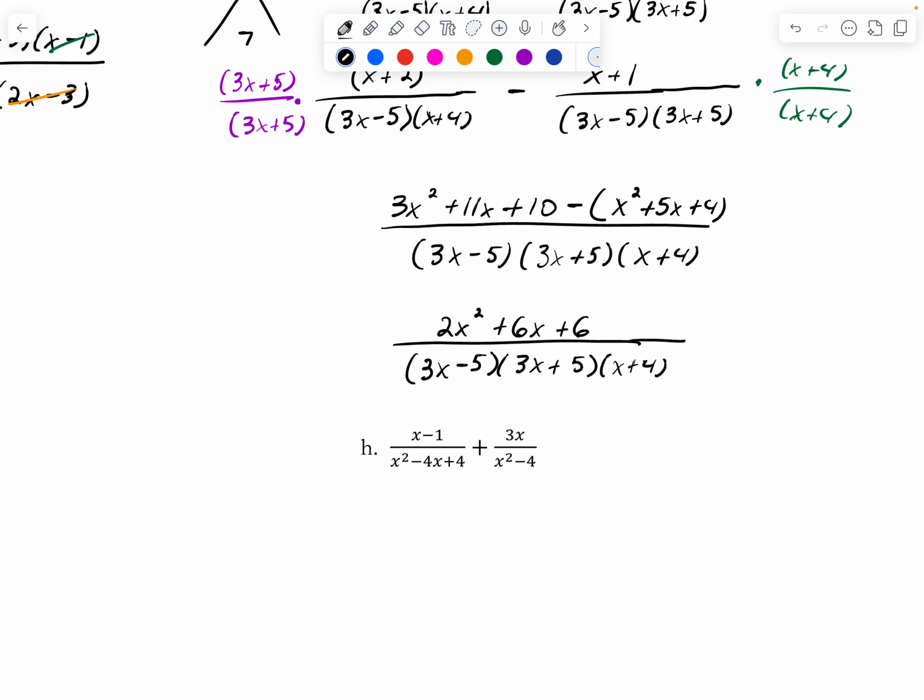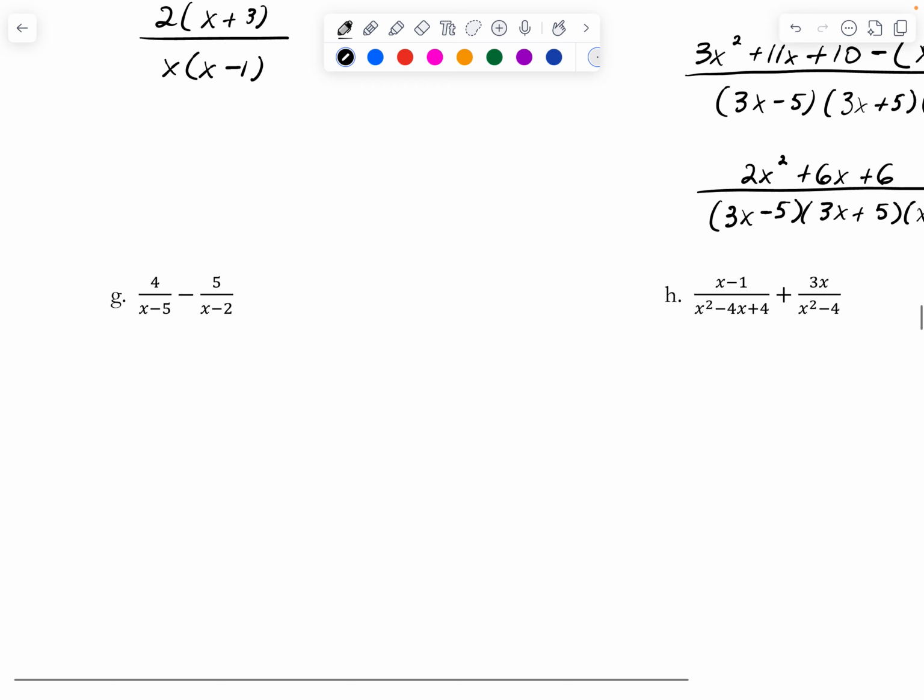Now you'll notice that they have a GCF of 2. If you took out that 2 and made it 2 times x squared plus 3x plus 3, that's also fine. You're not able to factor that, so there's no reason to keep going, but if you did, it would not be wrong. So this is going to be my answer for letter F. All right, let's go to G.